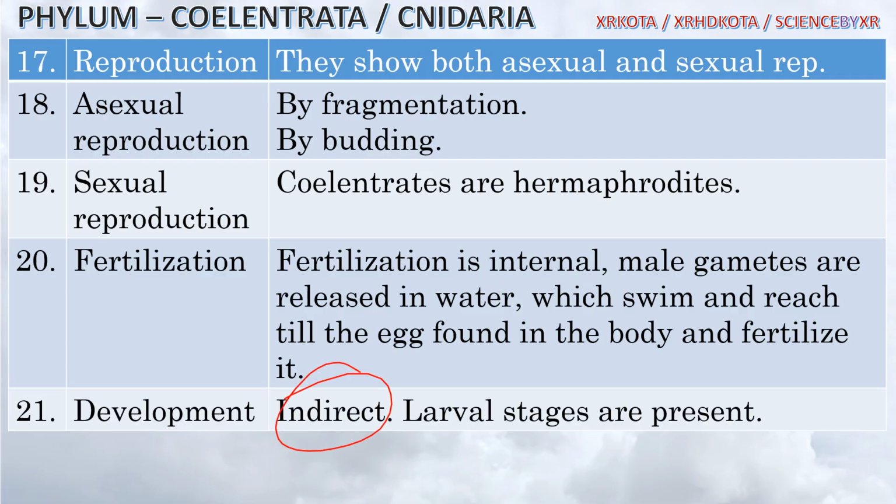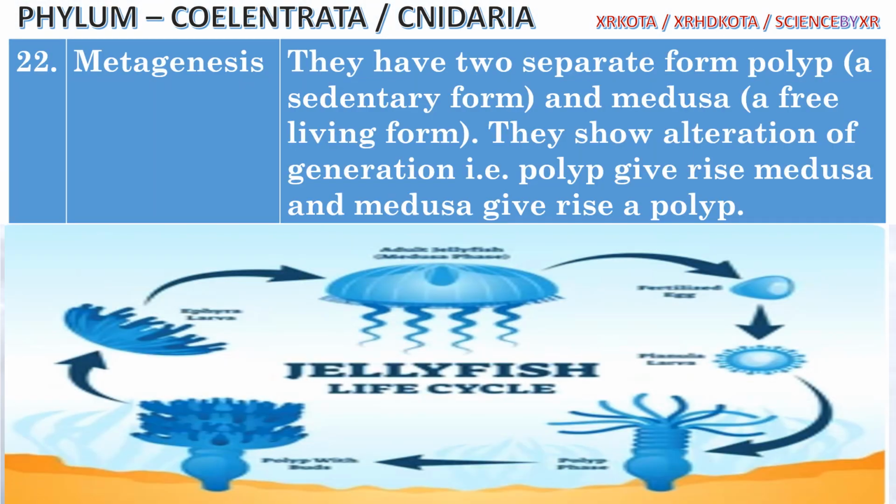Development is indirect, that is, larval stages are present. The egg does not directly give rise to a new hydra, but it will first change into a larva. And if you remember, what is a larva? It is an intermediate independent stage which can obtain its own nutrition. That is called a larva. They have larval stages.